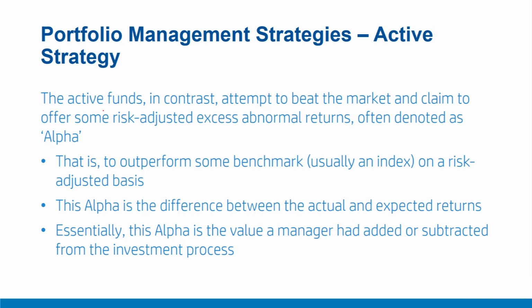In contrast to these passive funds, active funds try to beat some kind of index, like a benchmark or a market index or some other index, and then they claim to offer some risk adjusted excess abnormal returns, which in the parlance of fund management is often called alpha. So they try to outperform some kind of benchmark, generally some kind of index, on a risk adjusted basis.